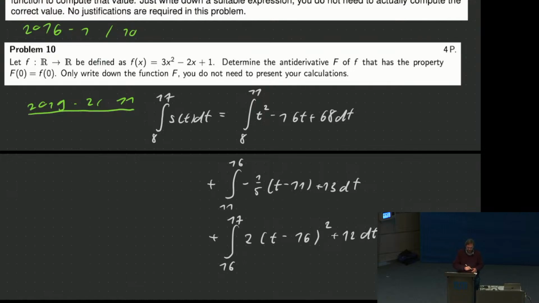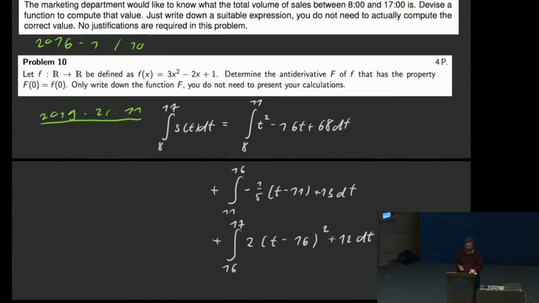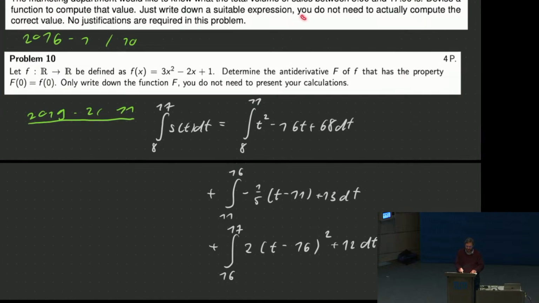Okay, and please make sure to carefully read the problem statement. It explicitly says you do not need to actually compute the correct value. So stop at this point, don't start evaluating those integrals. Of course, that's not hard, but it will cost time. All right. So that's this first problem here.